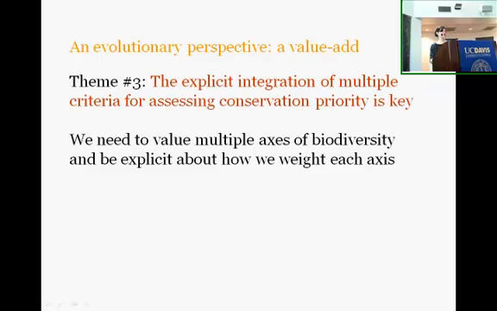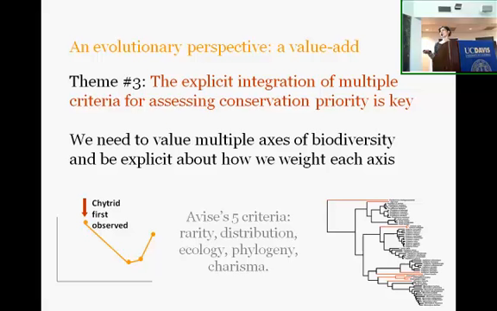One of the most important themes is that it's very important that we integrate multiple criteria for assessing our conservation priorities. So we need to value lots of different aspects of biodiversity, not just species numbers and not just population size. So I might want to save populations that are the most savable. Avis might want to save populations that have the most charisma, and the EDGE project leaders might want to save populations that have the most evolutionary uniqueness. And none of those approaches are better or worse than others, but we need to be explicit about what we're valuing in each individual situation.